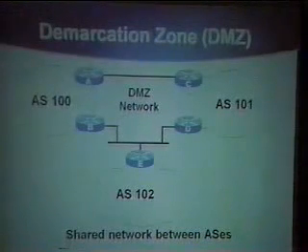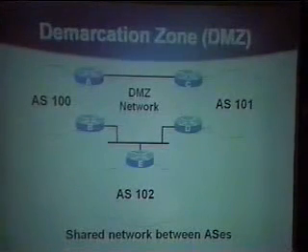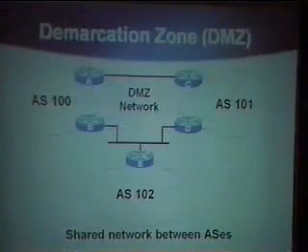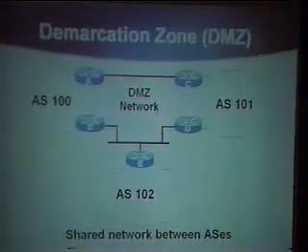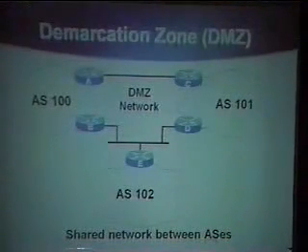So I've got two examples here. Between A and C, we've got a point-to-point link. So that could be a leased line. Or we've got this one, which could be a shared Ethernet, for example, at an exchange point. These are very much a demarcation zone.